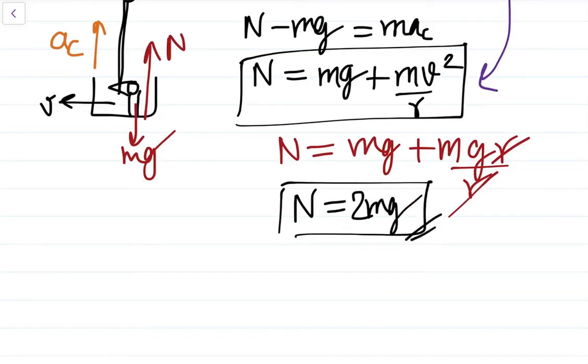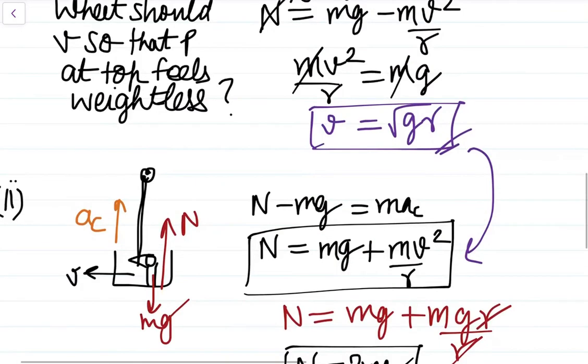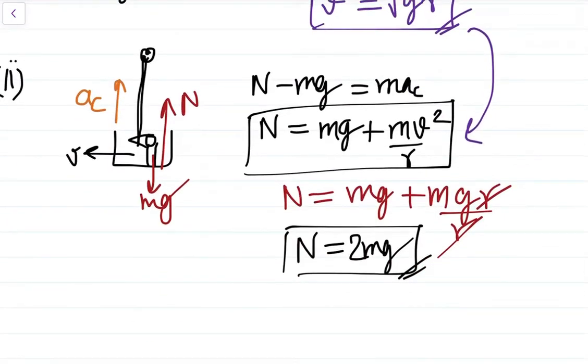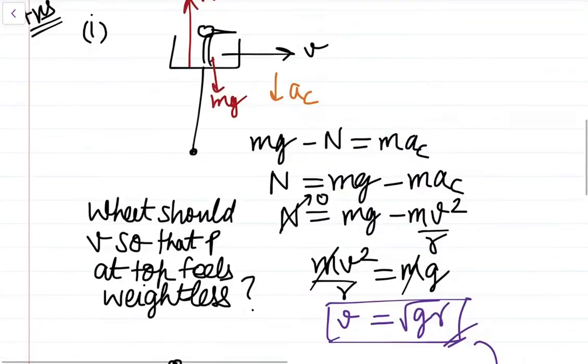So what does it mean? It means that the person who is sitting at the bottom will suddenly experience a force twice his weight, and he will be like glued to the bottom of the cabin. So you can imagine that, and when he goes to the top he feels weightless, and when he comes to the bottom he feels a force twice his weight. So this was the basic analysis of this question.